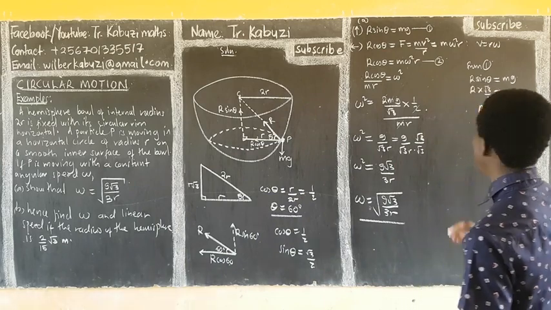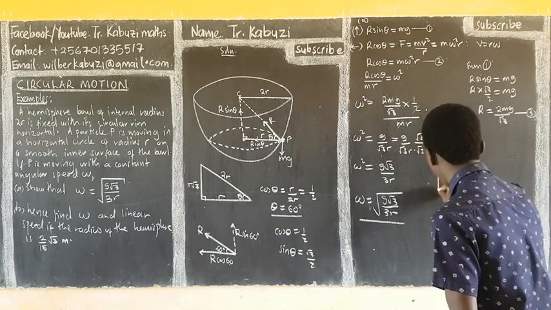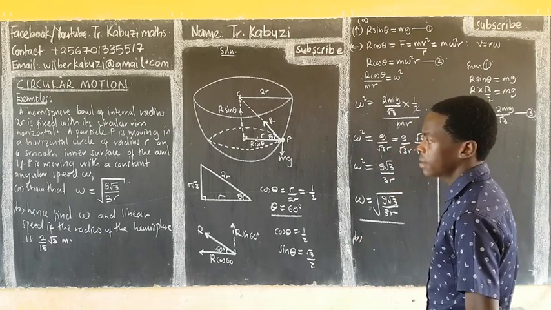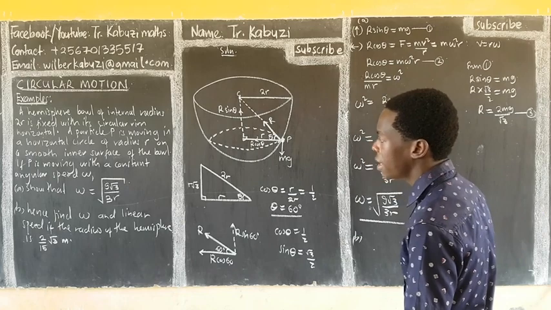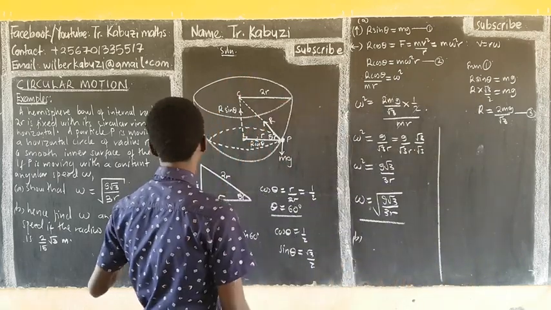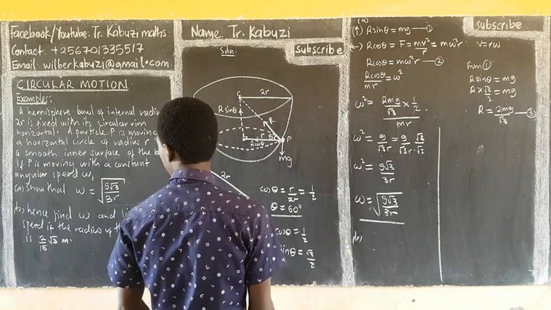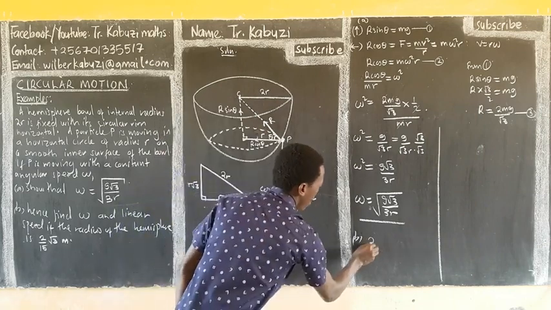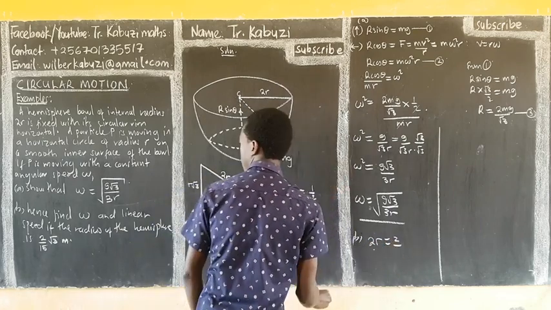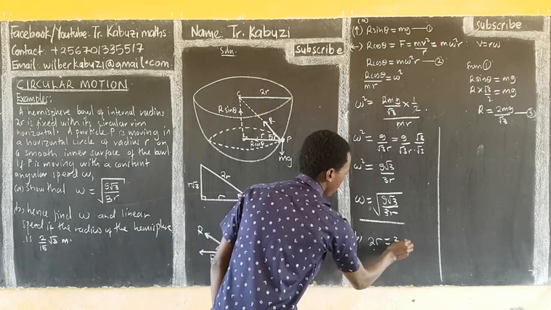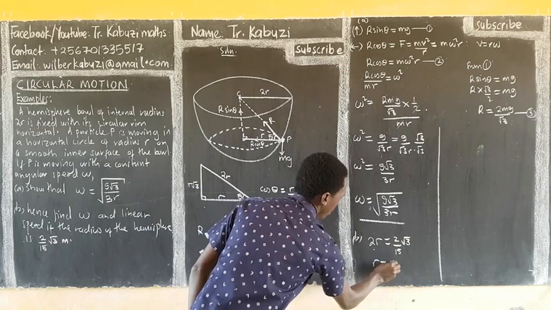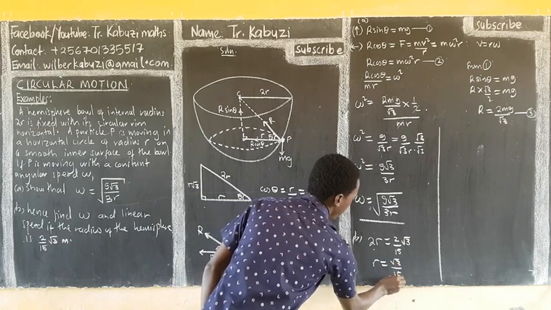Then we come to part B. In part B, they want us to get the omega if the radius of the hemisphere is given. They are telling us that R is equal to 2 over 15 root 3. So from there, my r is going to be root 3 over 15.